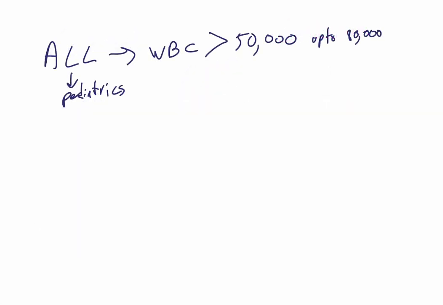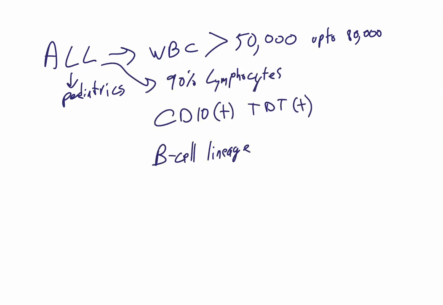ALL, acute lymphoblastic leukemia, is seen in pediatrics. The white blood cell counts are greater than 50,000 and sometimes reach up to 80,000. And of that, 90% will be lymphocytes. ALL is usually positive for CD10 and TdT marker. It's almost always a B cell lineage.